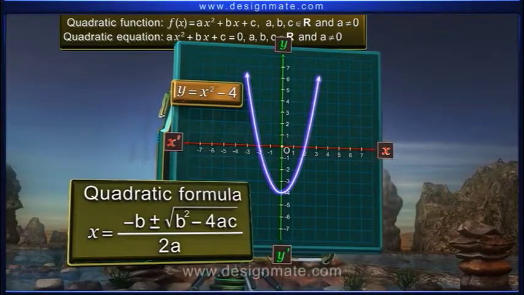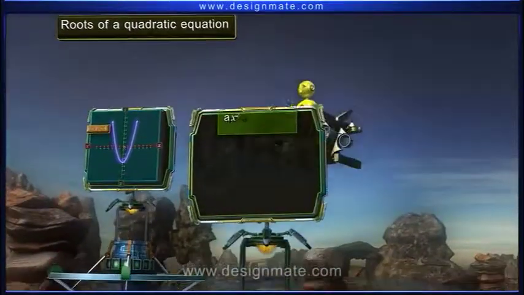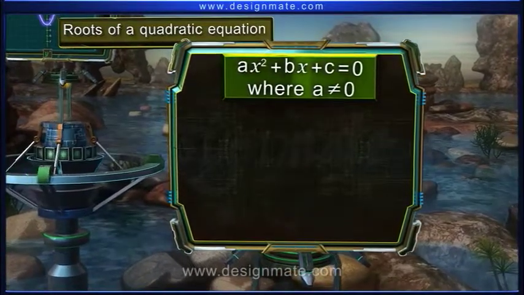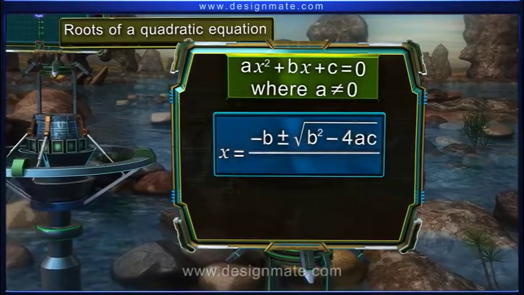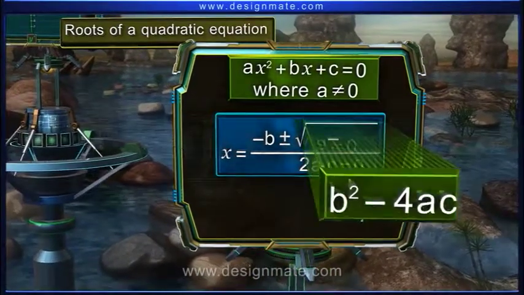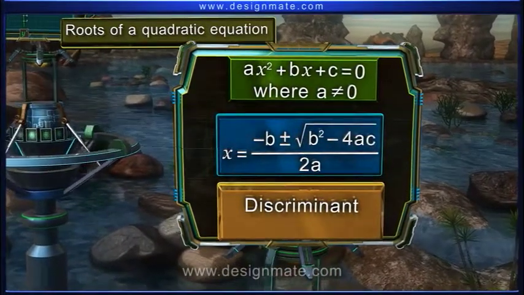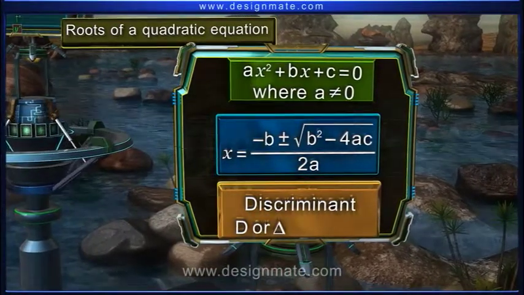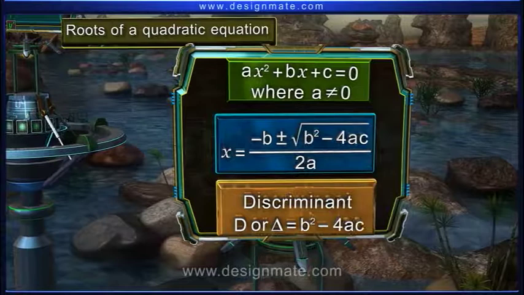We've learned to graph a quadratic function and also establish the quadratic formula for finding the roots of a quadratic equation. The roots of a quadratic equation, ax² + bx + c = 0, where a is not equal to 0, are given by x = (-b ± √(b² - 4ac)) / 2a. The expression under the radical sign, that is b² - 4ac, is called the discriminant of the quadratic equation. It is often represented by the uppercase letter D or Greek letter delta. That is, discriminant D or delta = b² - 4ac.